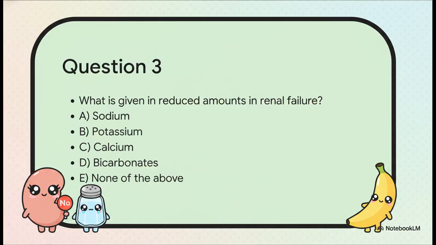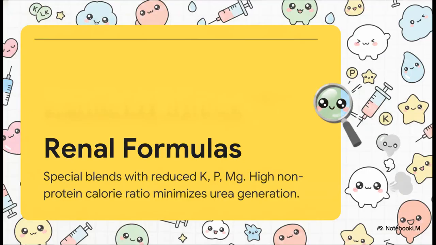Which of the following should be given in reduced amounts in patients of renal failure? A, sodium. B, potassium. C, calcium. D, bicarbonates. Or E, none of the above. We're going with B, potassium. Surgical patients in advanced acute or chronic renal failure need highly specialized nutrition just to prevent electrolyte toxicities. This perfectly illustrates the formulation mechanics behind specialized renal formulas.